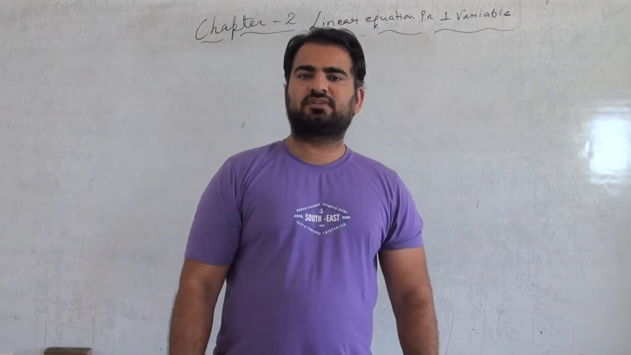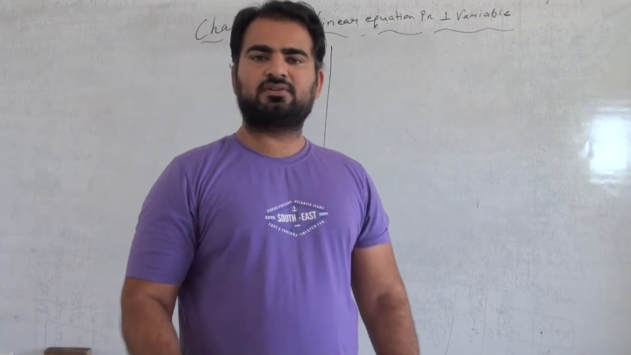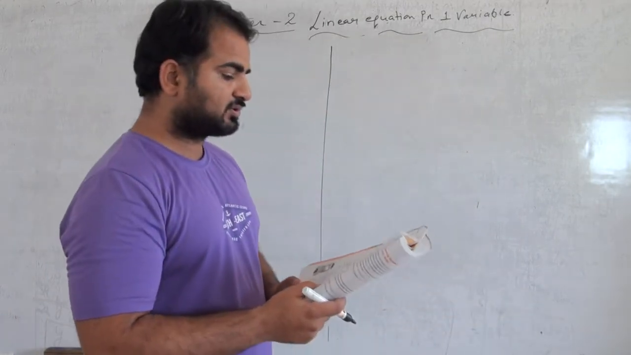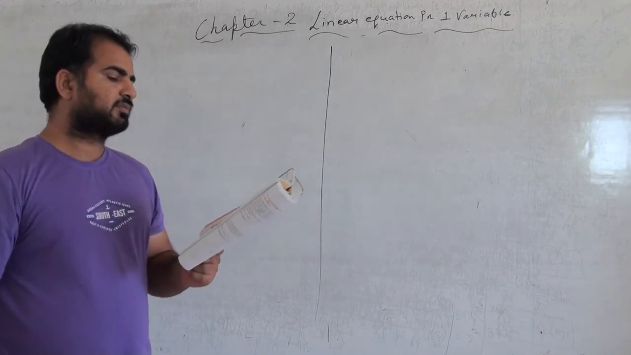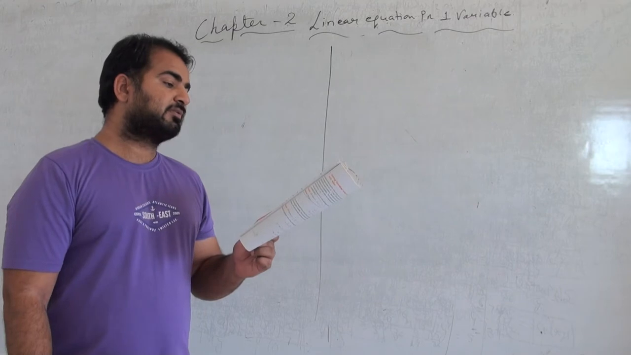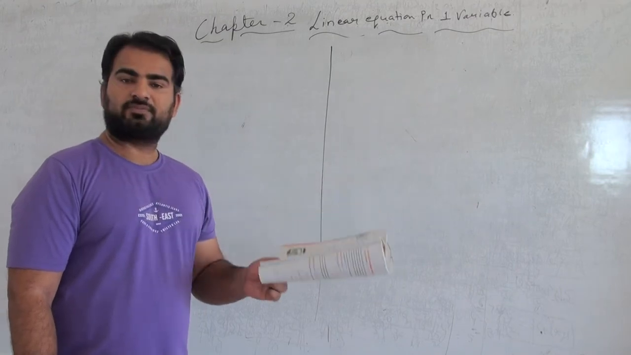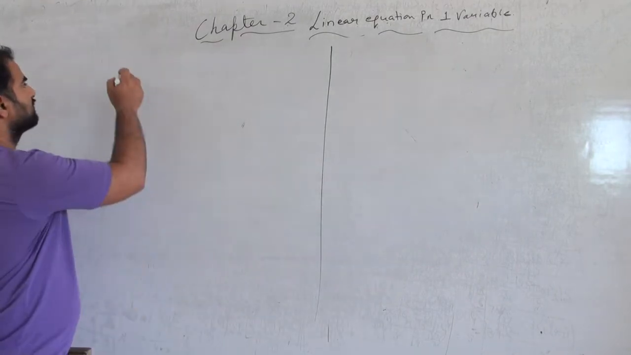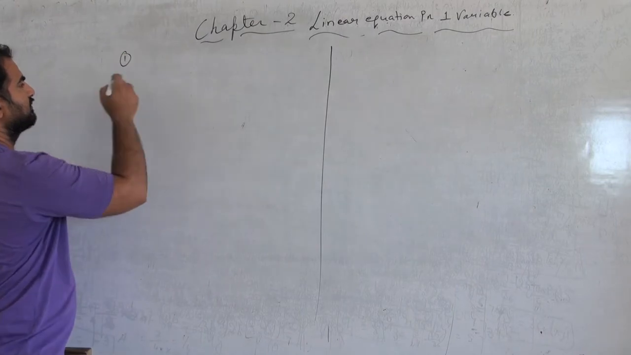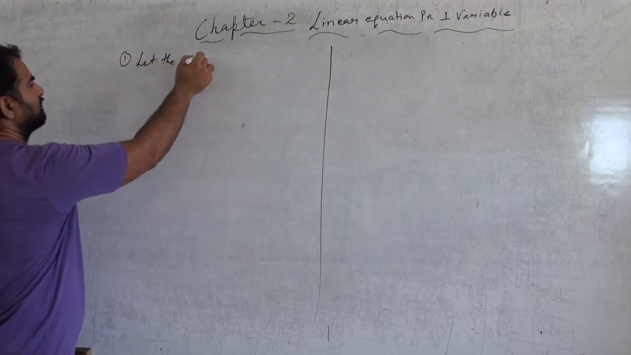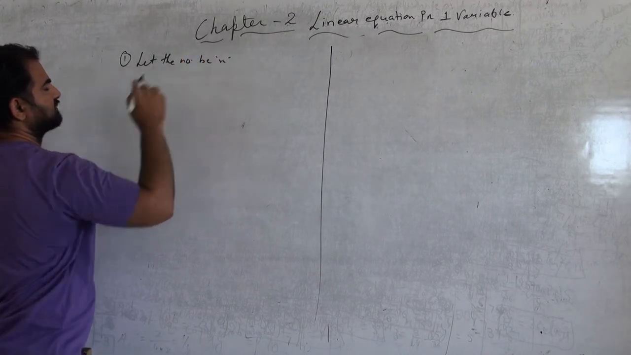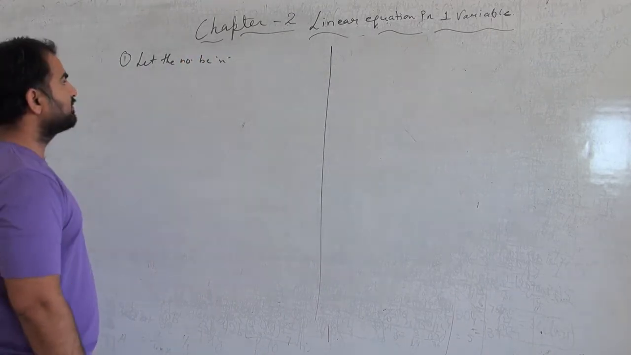Class 10. In this video we are going to solve exercise number 2.2. So question number 1: if you subtract 1 upon 2 from a number and multiply the result by 1 by 2, you get 1 by 8. Let the number be x.